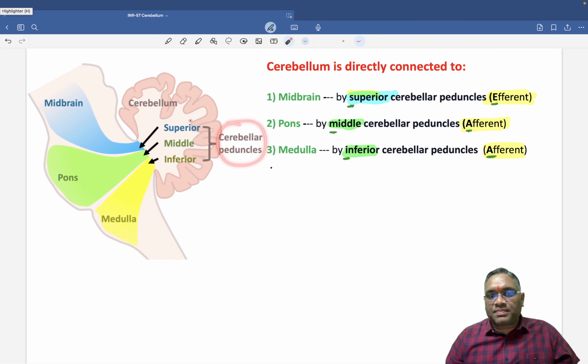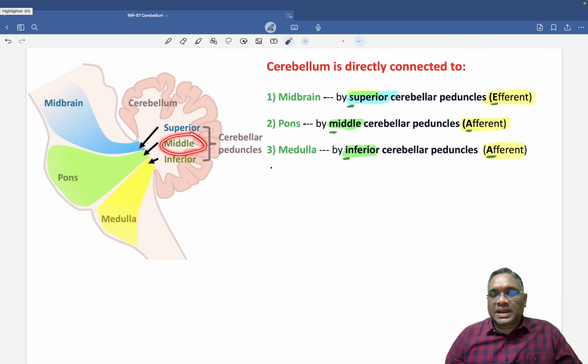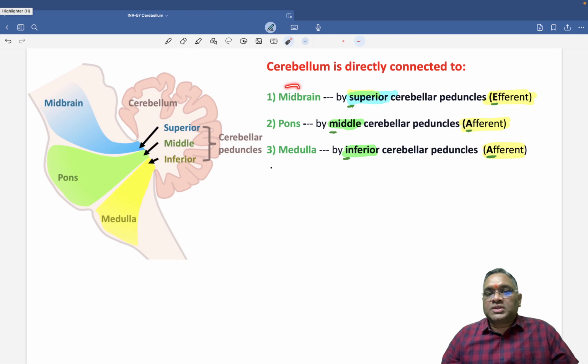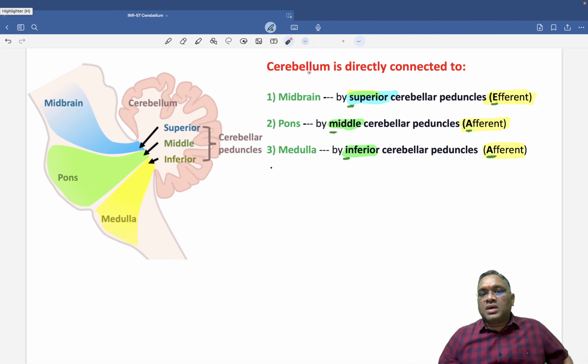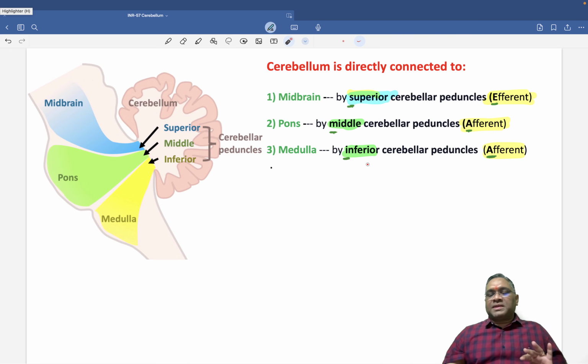So what are the cerebellar peduncles? Superior, middle, and inferior, right? So the superior cerebellar peduncle is connecting it to the midbrain, right? Middle cerebellar peduncle is connecting it to the pons, and inferior is connecting it to the medulla, right? So midbrain, pons, and medulla are directly connecting to cerebellum. Midbrain via superior peduncle, pons via middle, and medulla via inferior peduncle, right?